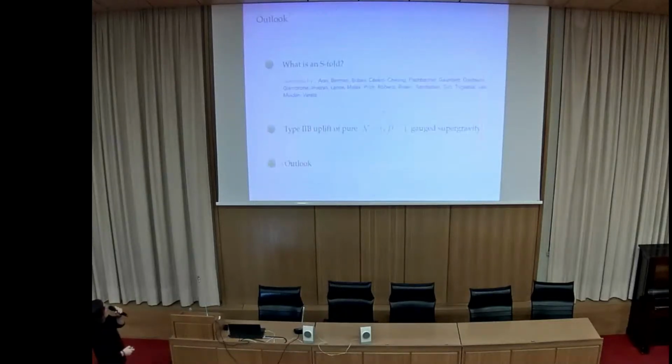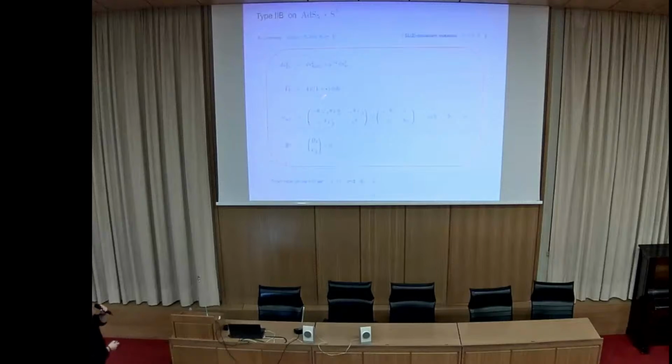So, good. So what is an S-fold? Let me start from a solution you all know. Take type 2B supergravity and place it on AdS5 x S5. This is not an S-fold. This is the AdS5 x S5 solution of type 2B supergravity. So the geometry is like this. The AdS5 part, the 5-sphere part is a round 5-sphere. That's why there is an SO(6) symmetry, which is the R-symmetry of super Yang-Mills and so on.